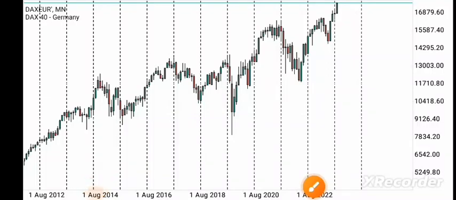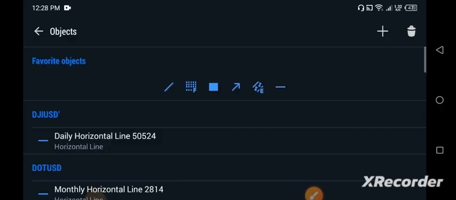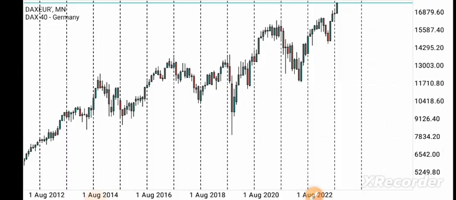German 40 index technical analysis, and we're on the monthly chart. Just looking at the monthly chart, we can see that the German 40 index has reached all-time highs. In fact, if you were to ask me, I would say that this particular index is overbought, and I feel that we're likely going to see a crash of sorts.